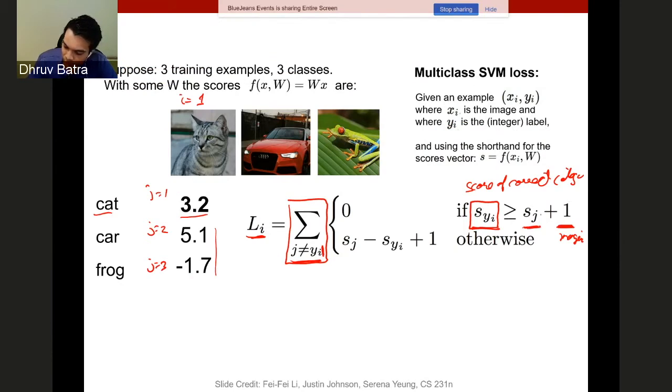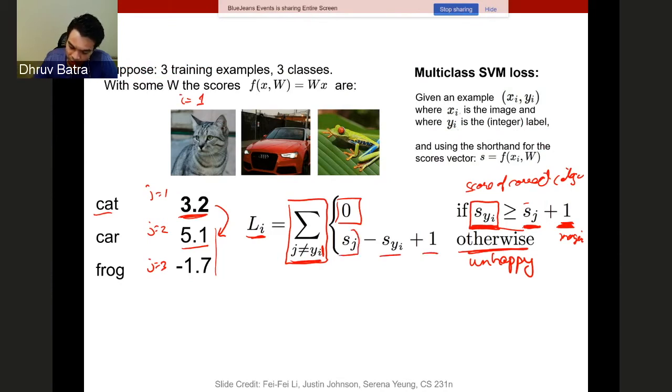And what we're asking for is that the score of the correct category should be greater than the score of this other category plus something, plus 1, a margin for simplicity. So 3.2 should be greater than 5.1 plus a margin. It is not, but that's what we'd like. If that is the case, then the loss will be 0. So we are happy if the correct category is scored higher than the incorrect category plus some margin. But if that's not true, then we're unhappy. And the degree to which we are unhappy is exactly the violation.